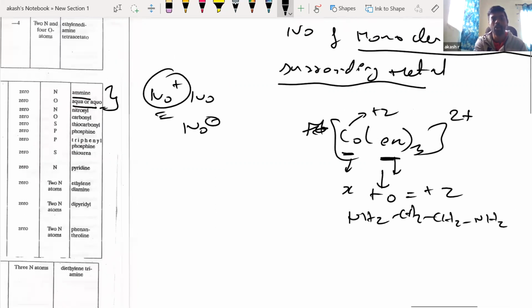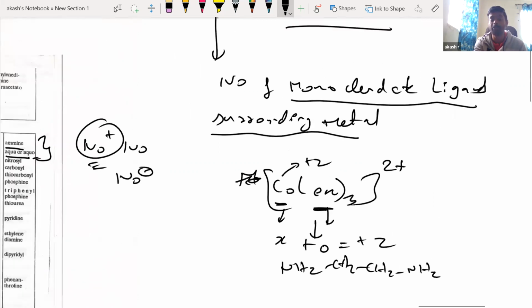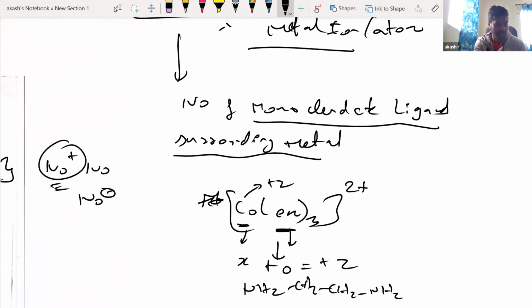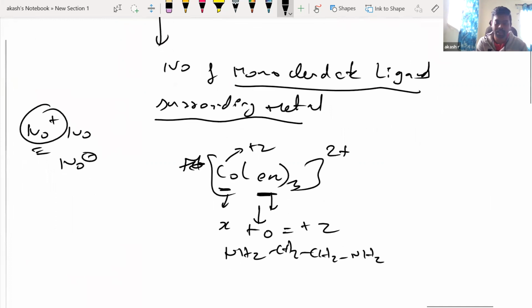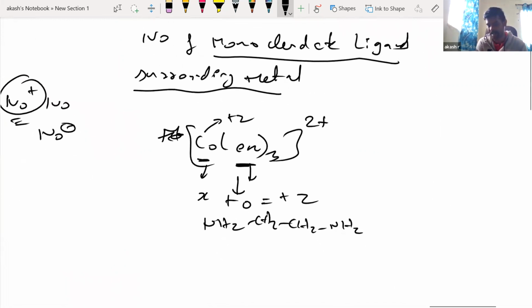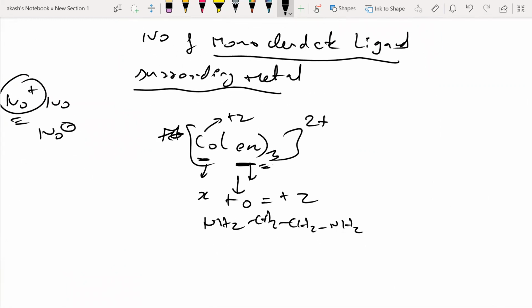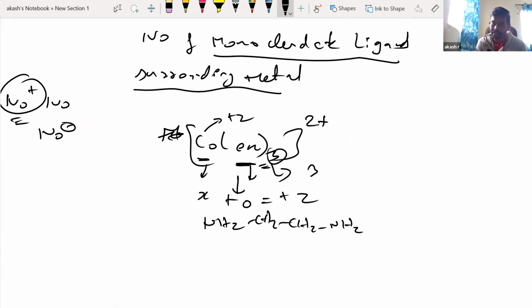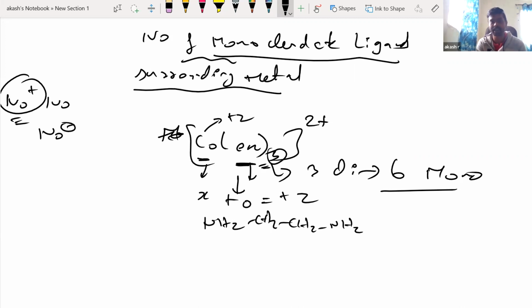What did I tell you? Coordination number is the number of monodentate ligands surrounding the metal. In this case we have taken a bidentate ligand. That means with 3 bidentate ligands, can I tell it as 6 monodentate ligands? What do you mean by bidentate? That means 2 monodentate ligands, two donor sites are there.